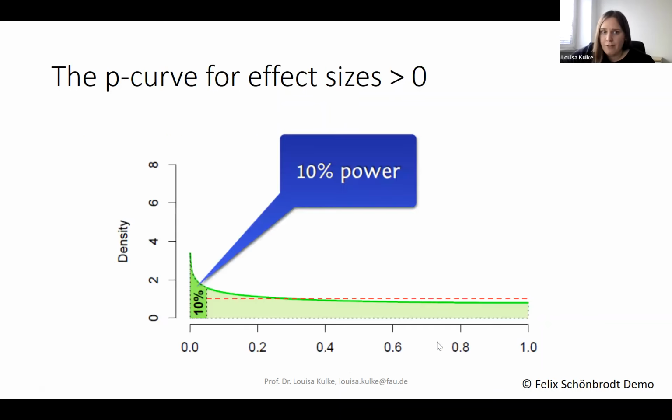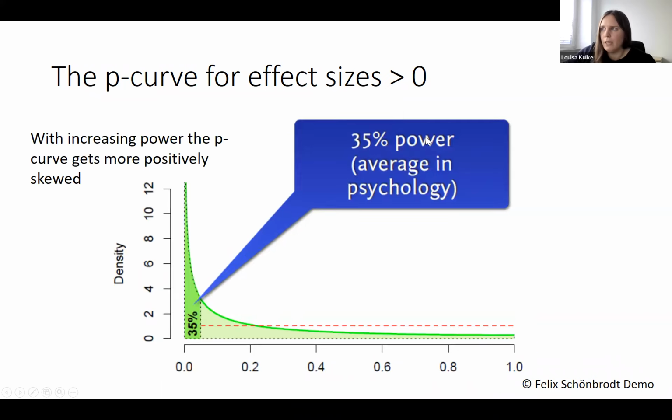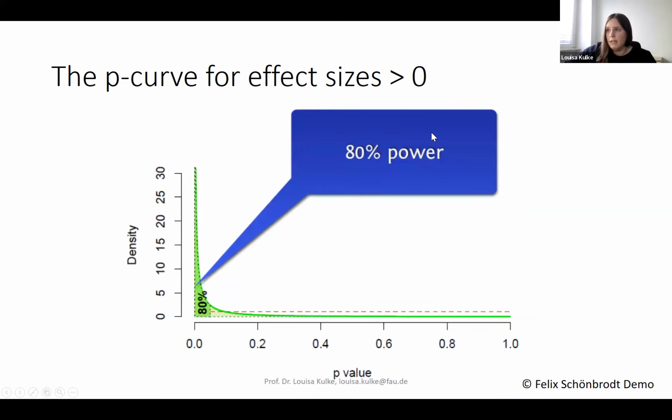If you then have an effect that's fairly small, for example a 10% power effect, you start seeing a change here. The smaller p-values become more likely. And the higher the power gets, for example with 35% power, the more likely it is to get lower p-values, below the significance level. With 80% power, it's even more likely that the p-values are on the left-hand side, in the lower end.